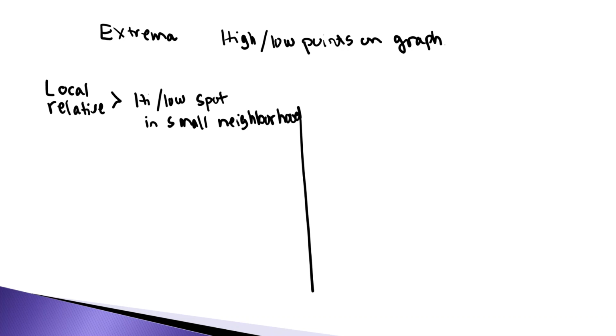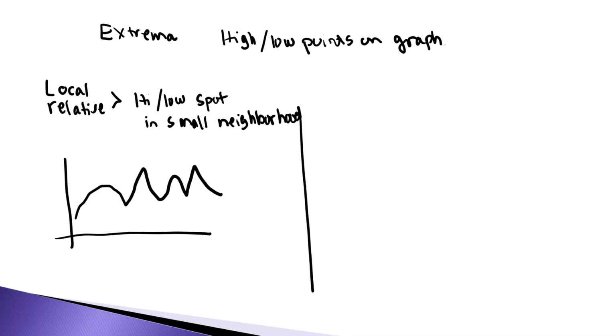Let me draw a couple of pictures here with a graph. So maybe I have a graph that looks like this. Okay. Here is a local maximum. Here is another local maximum. Right here. Here is another local maximum. And here is another local maximum. So in just one little spot right around each of these points, it's the highest point just in that one little neighborhood.